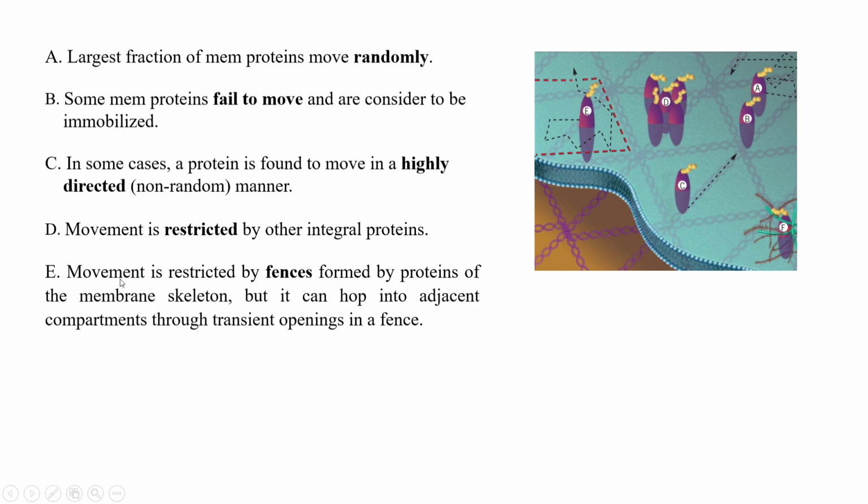Now for E, movement is restricted by fences. Fences are made up of the membrane skeleton, the cytoskeleton, that is present beneath the plasma membrane. As you can see, these are the membrane cytoskeleton. So movement is restricted by fences formed by proteins of the membrane skeleton, but it can hop into adjacent compartments through transient opening of the fence. And in the case of F, the movement is restricted by extracellular materials that are present outside the cells.